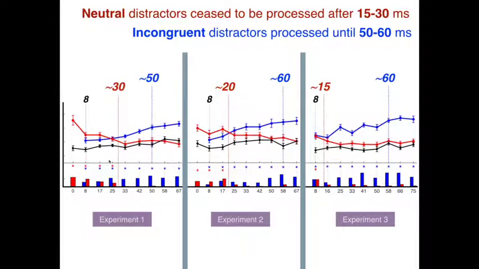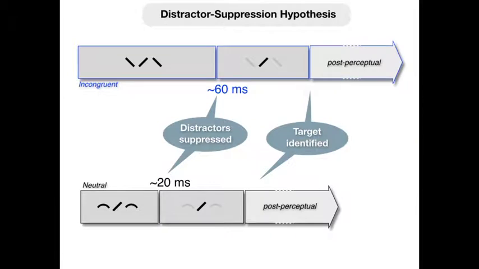Neutral distractors were processed exclusively within the initial 30, 20, and 15 milliseconds. And incongruent distractors continued to be processed until much later, 50, 60 milliseconds after onset. Now, we can explain or interpret these patterns in 2 alternative ways.